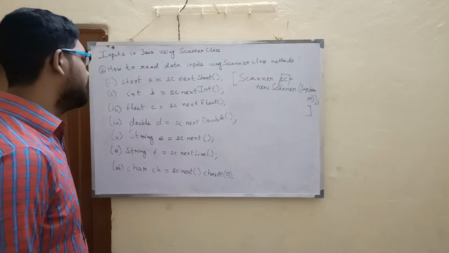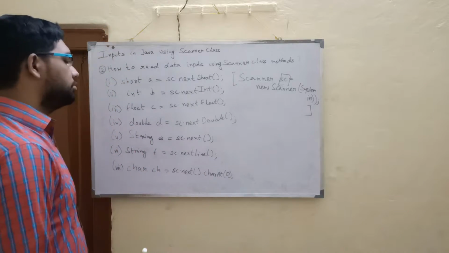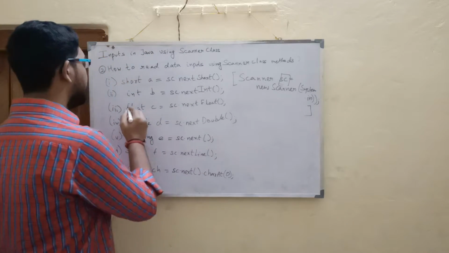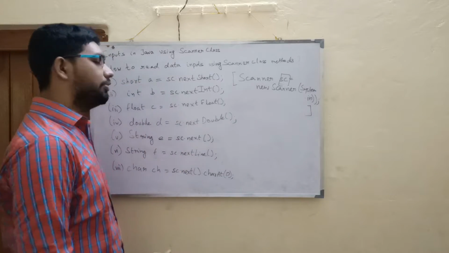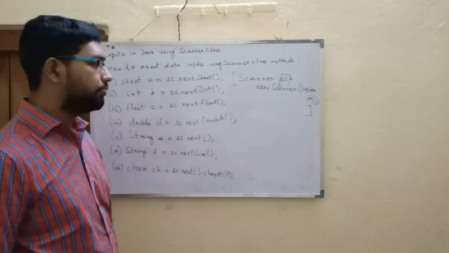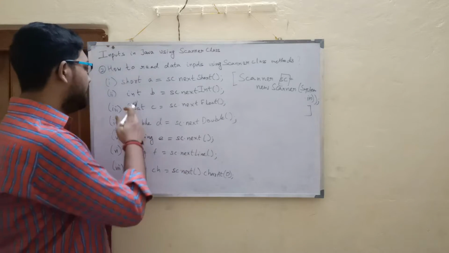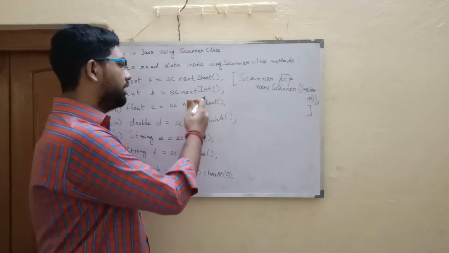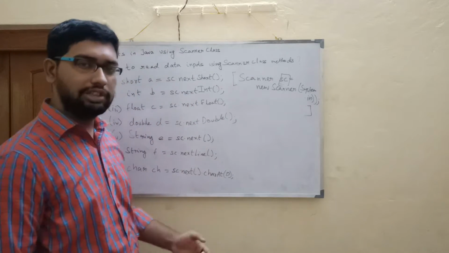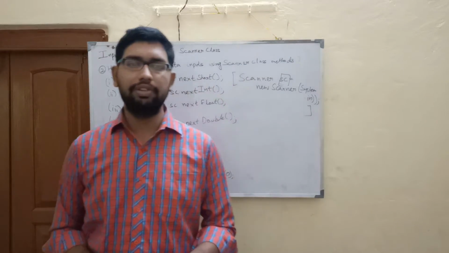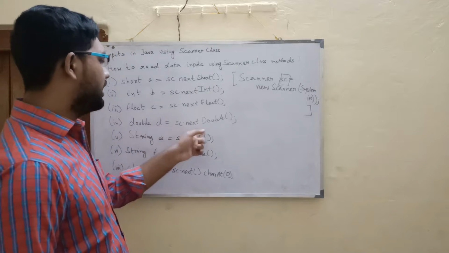The first method accepts a short integer. You write the data type short, followed by the variable name, then equal to, then sc.nextShort to accept short values. Then for normal integer values, int b = sc.nextInt. Then float c = sc.nextFloat to accept float values; any floating type values can be accepted within the range. Next is double: double d = sc.nextDouble.